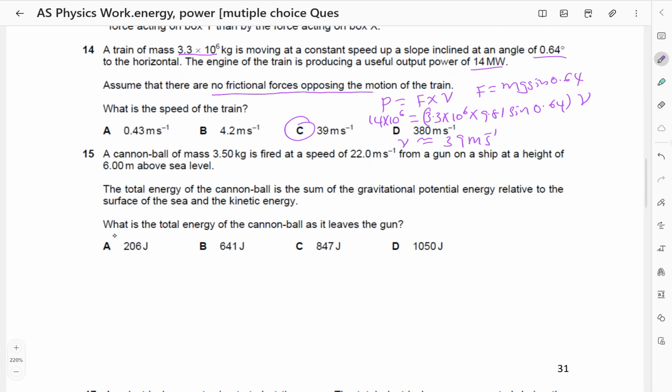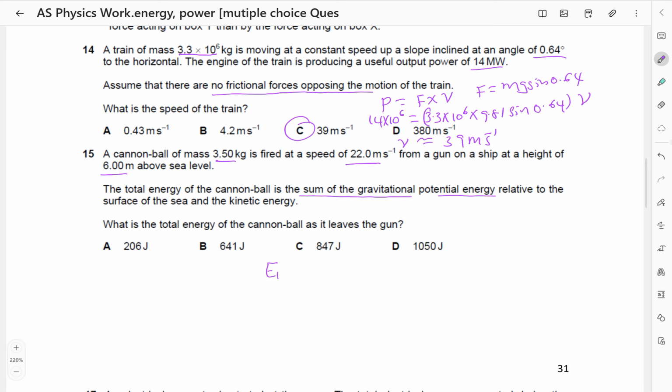And lastly, for this part, a cannonball of mass 3.5 kilograms is fired at a speed of 22 meters per second from a gun on a ship at a height of 6 meters above sea level. The total energy of the cannonball is the sum of the gravitational potential energy relative to the surface of the sea and the kinetic energy. What is the total energy of the cannonball as it leaves the gun?